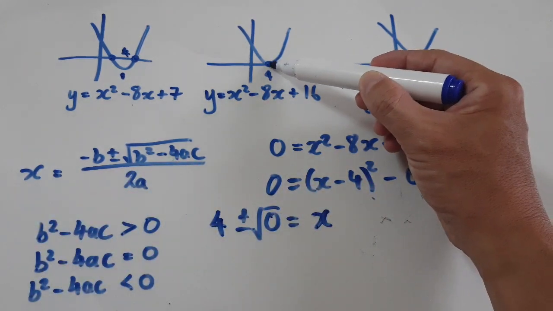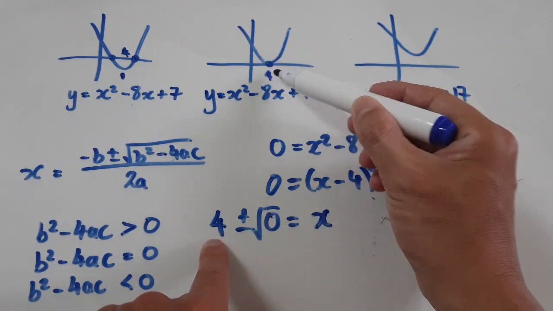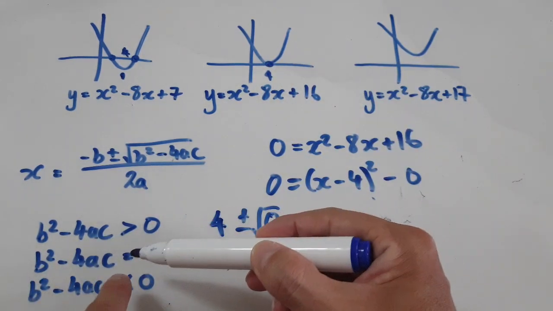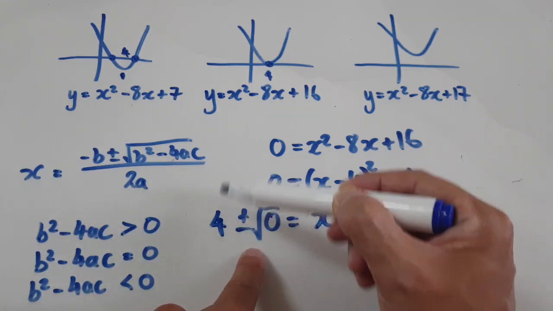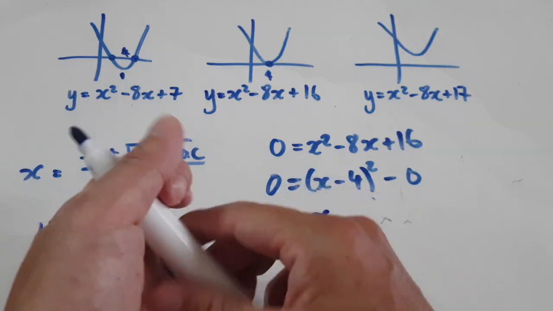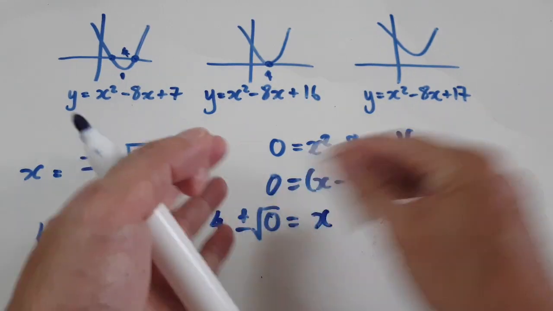Hence the reason why there's only one solution, because you stand at 4, and then you move to the right by 0. That's why the discriminant here, when it equals 0, you square root 0, means you move to the right by 0, and then you move to the left by 0. Now let's try and understand why this is the case.